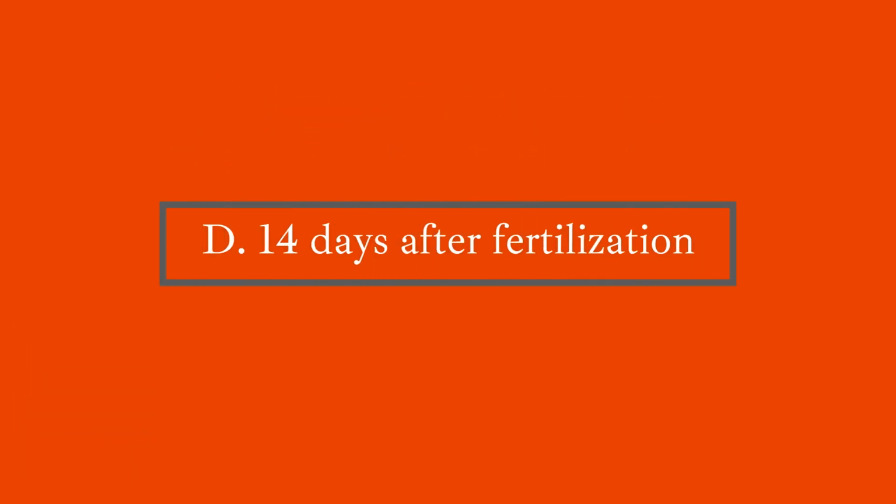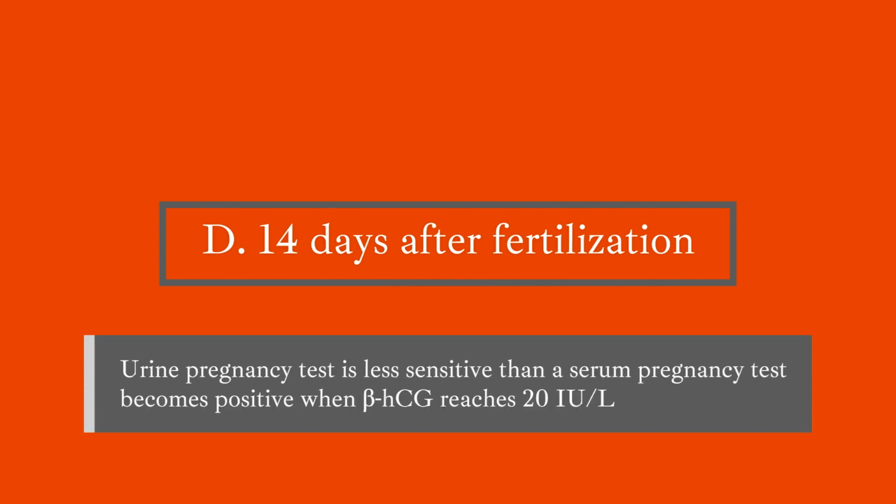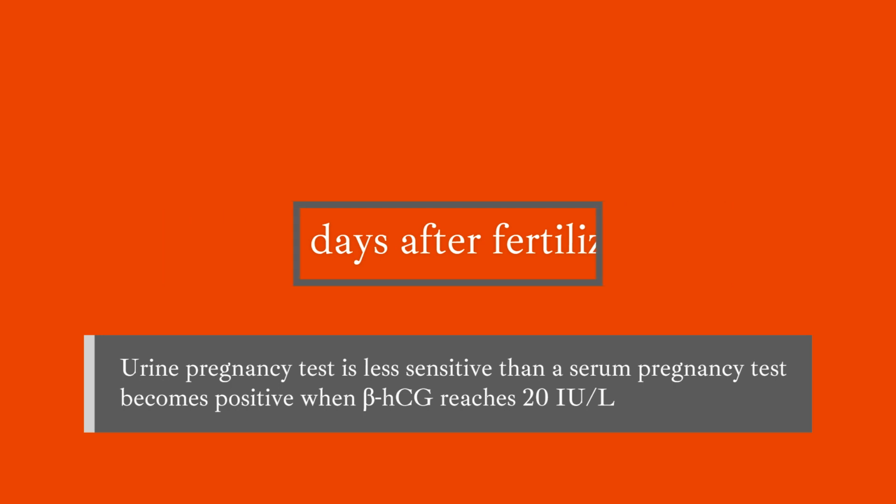Choice D cannot be the answer because a urine pregnancy test is less sensitive than a serum pregnancy test. It becomes positive when beta-HCG reaches 20 international unit per liter, which typically occurs 14 days following fertilization.